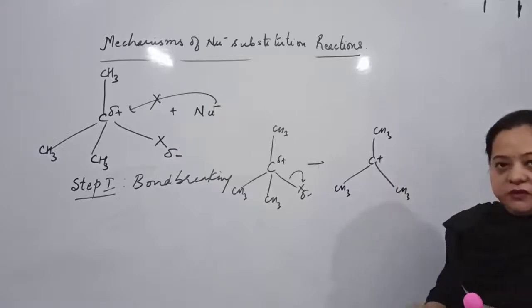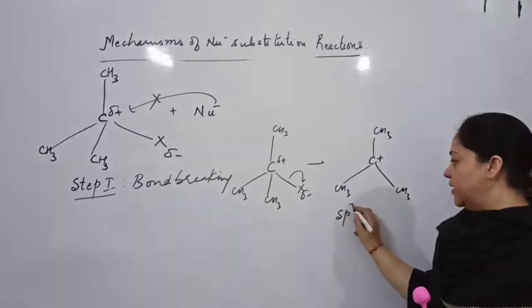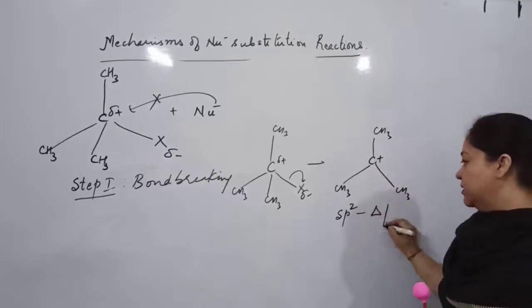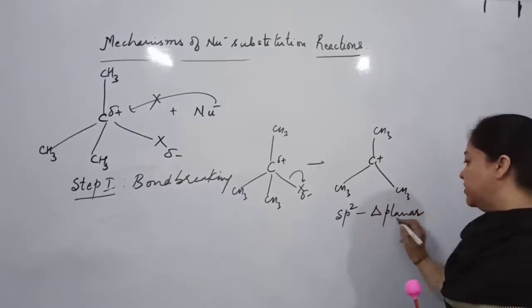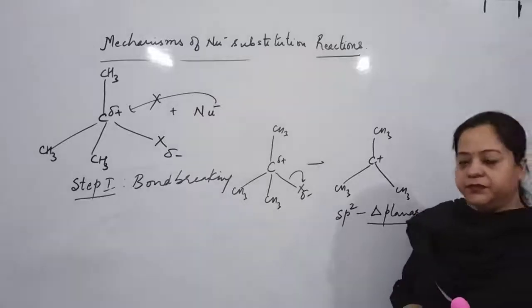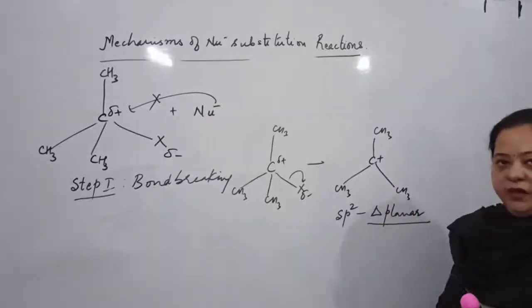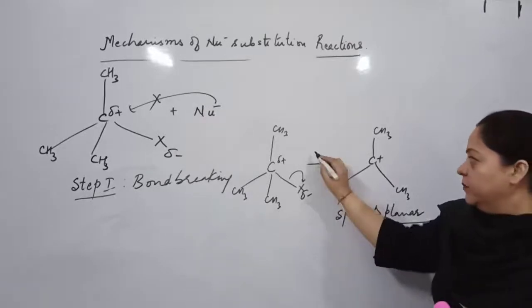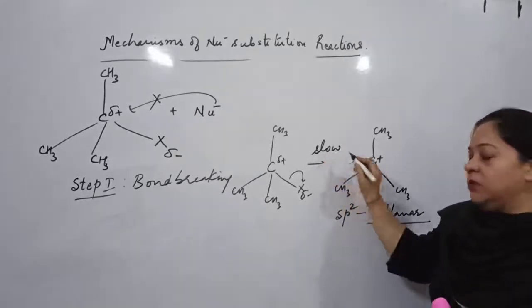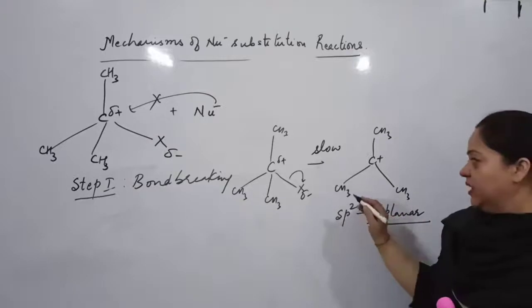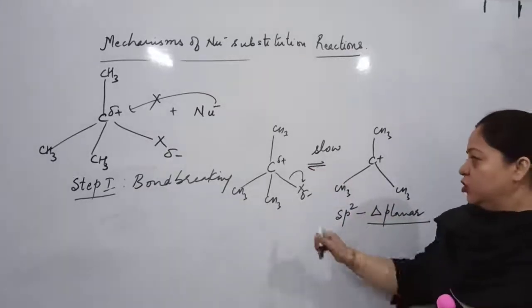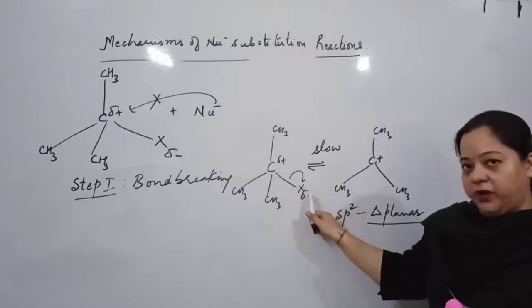This carries the positive charge. This is sp2 carbon, the central carbon is sp2 carbon, and this is a triangular planar structure. This is carbocation intermediate. This step 1, that is bond breaking, is a slow rate determining step and is reversible also. So here the carbon halogen bond breaks.